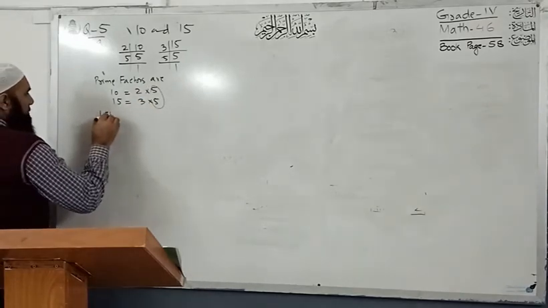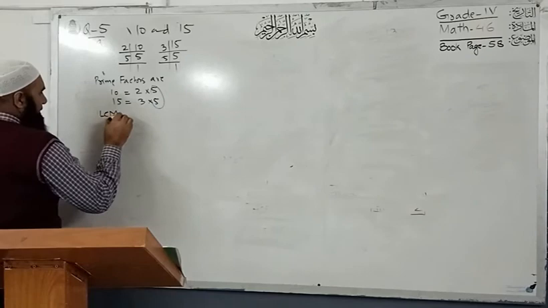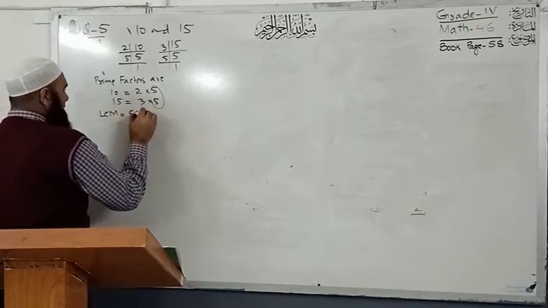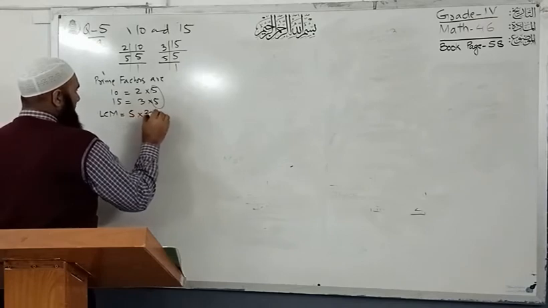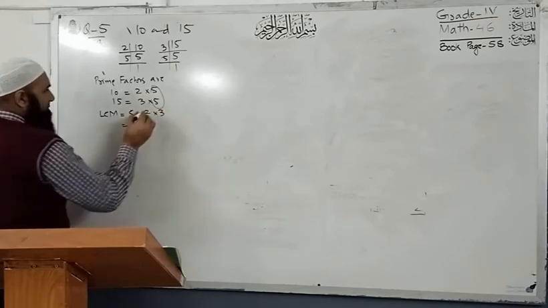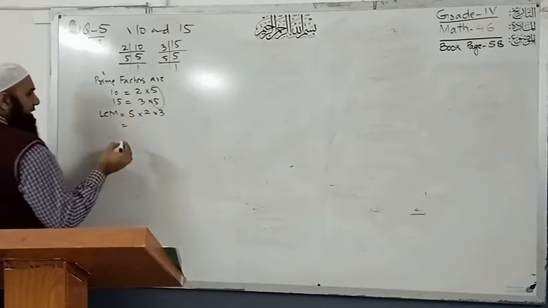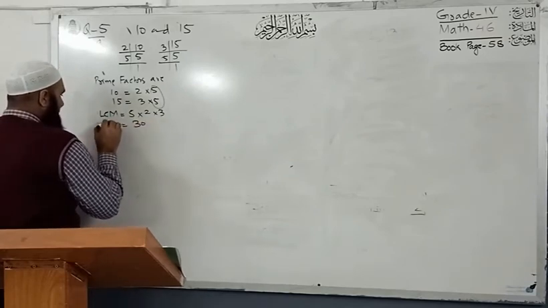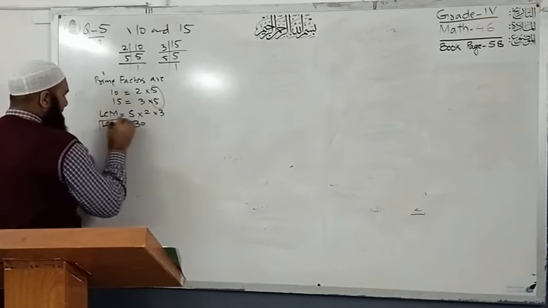For LCM, we take one number from each pair, 5, and write the other numbers, 2 multiply 3, which gives us 5 multiplied by 2, 10, 10 multiplied by 3, 30. LCM is equal to 30.